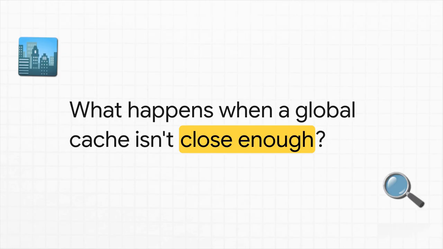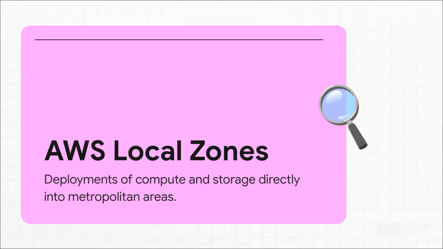The edge actually needs to get even closer. And this is where AWS Local Zones completely change the game. We're talking about deployments of core compute and storage services directly into specific metropolitan areas. We aren't just caching static images anymore. We are physically putting heavy-duty processing power and storage, the real brains of the operation, right into major cities.